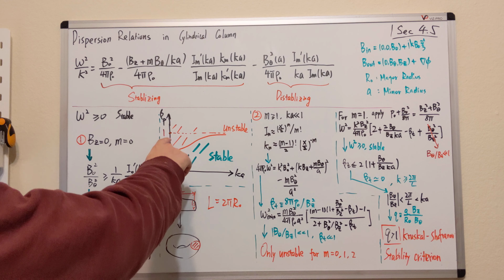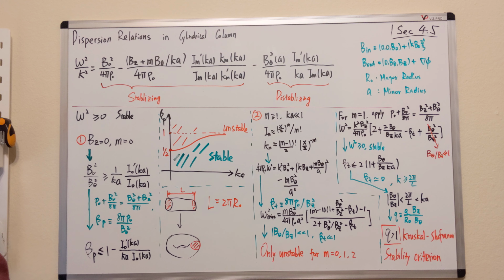So basically anything above the curve is unstable, and anything below the curve is stable. As you can see, it gives a limit on when a beta p will be stable or unstable.